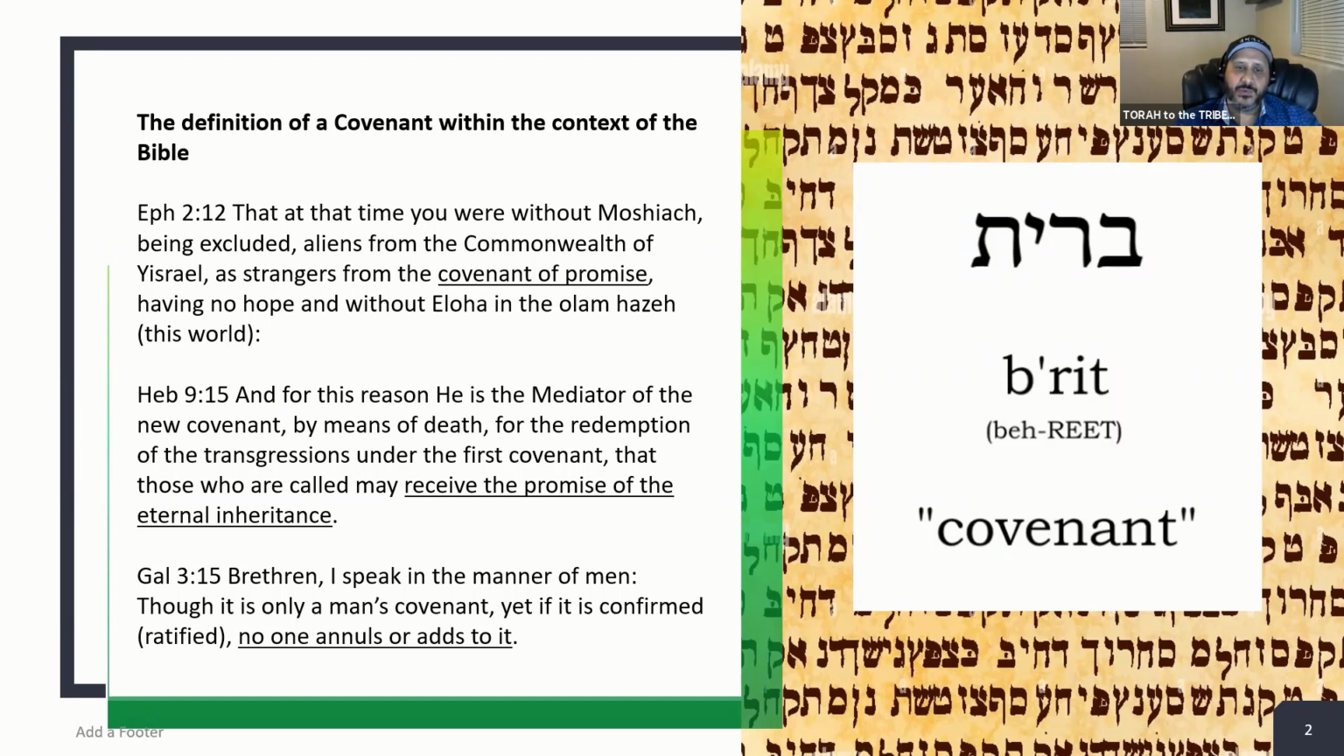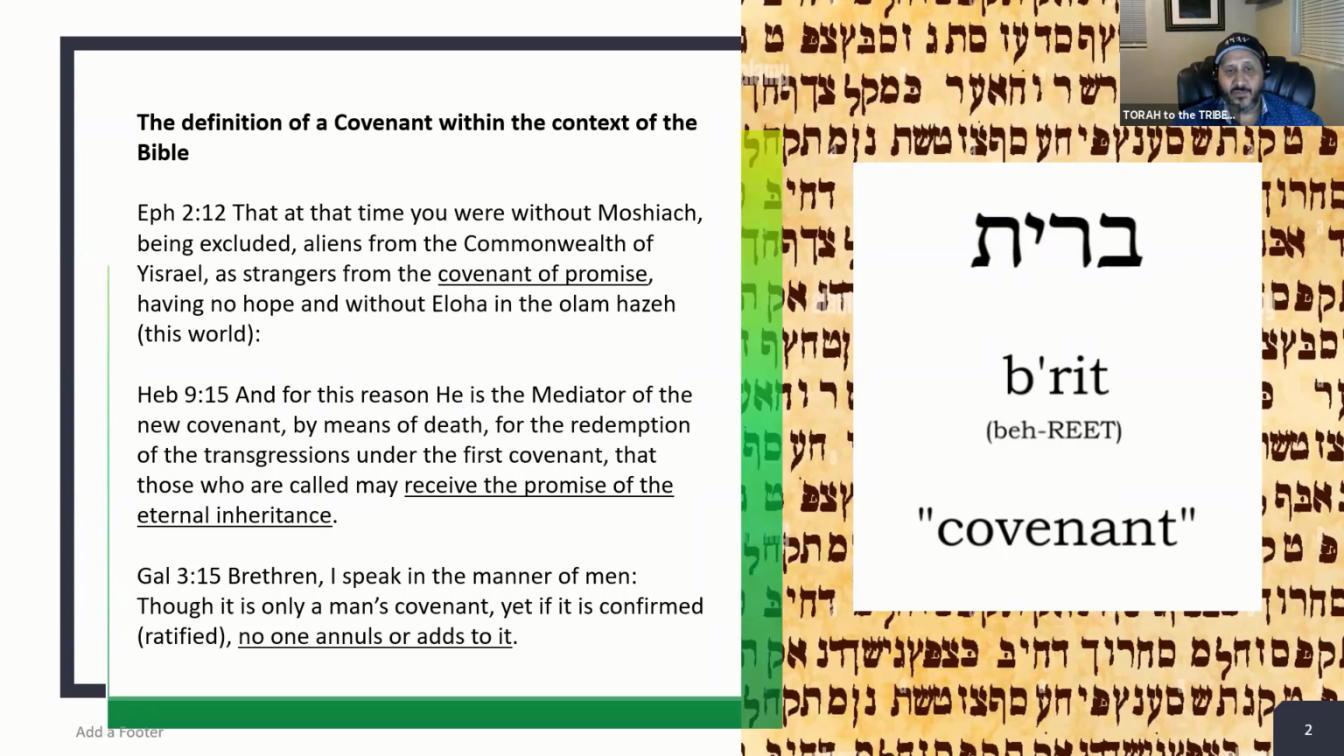Ephesians 2:12 reads, that at the time you were without Moshiach, being excluded aliens from the commonwealth of Israel, as strangers from the covenant of promises, having no hope without Eloah in the Olam Hazeh, in the world. We see that the covenant in this context comes with a promise. The promise is the one that goes back to Genesis 12.